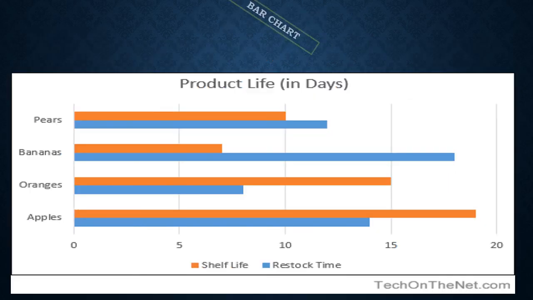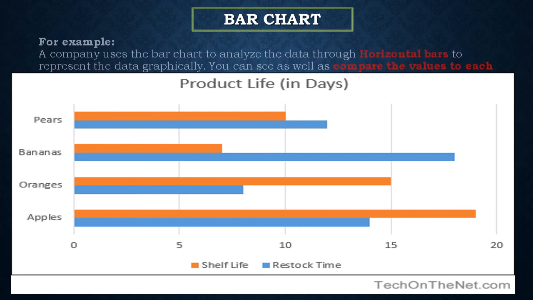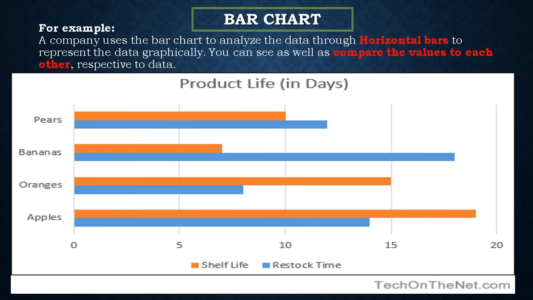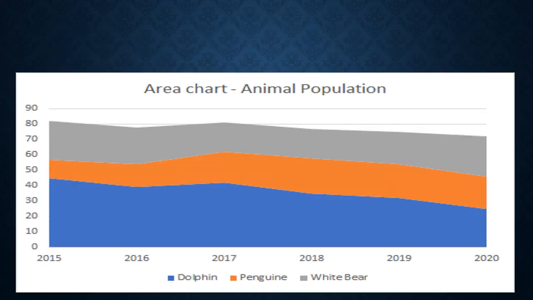Bar chart: for example, a company uses the bar chart to analyze the data through horizontal bars to represent the data graphically. You can see as well as compare the values to each other, respective to data.